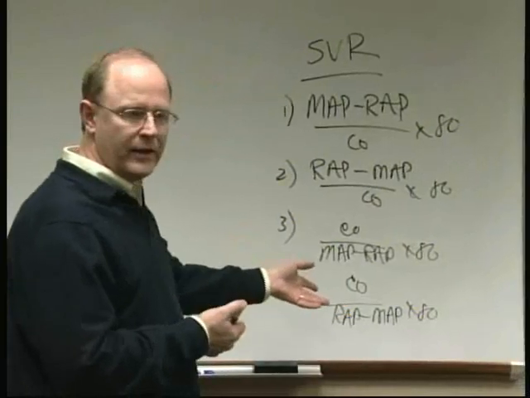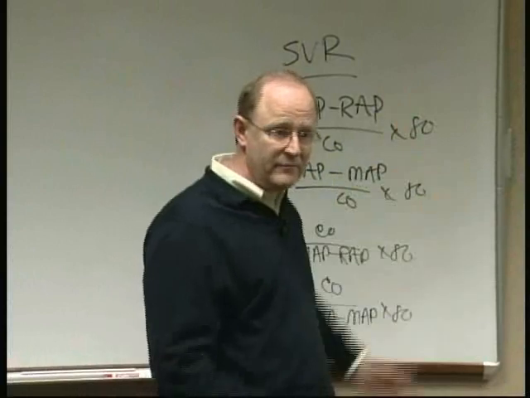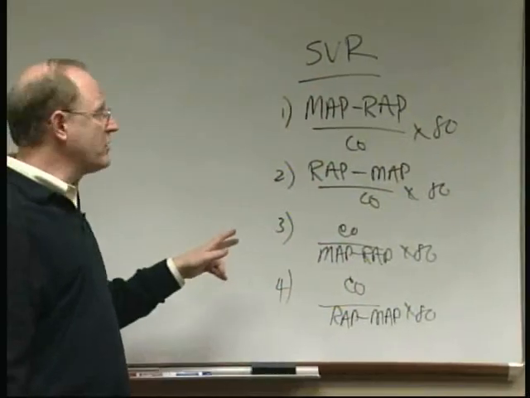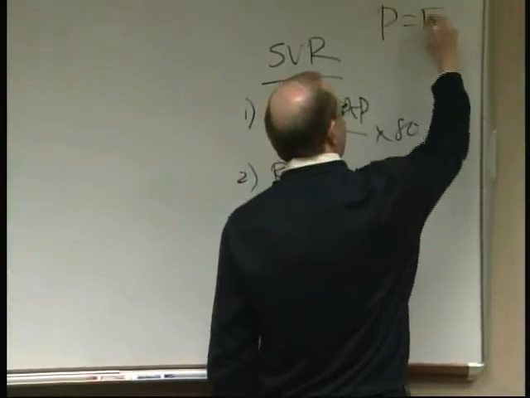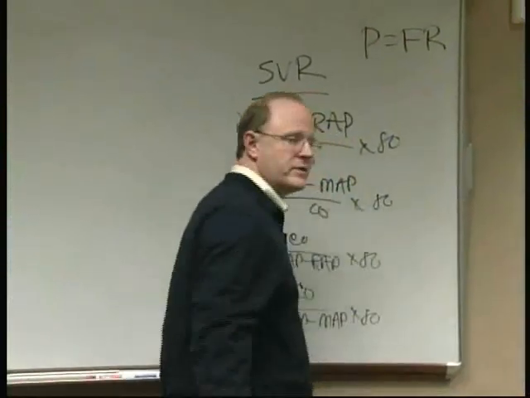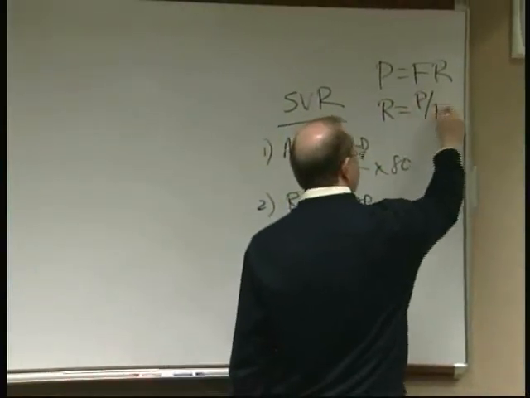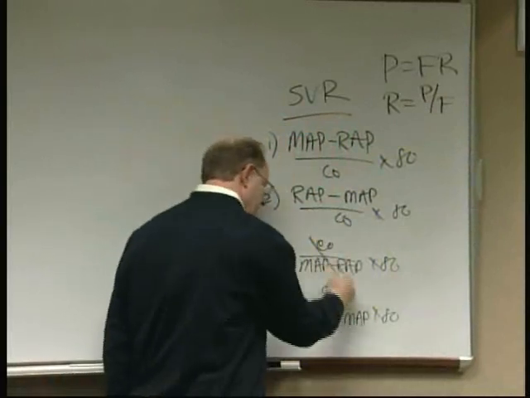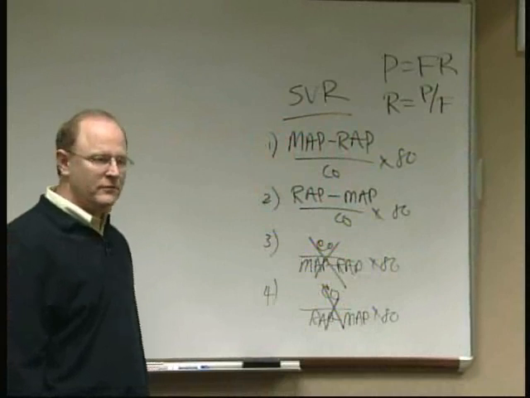How do you solve for that? First of all, 80 is just a conversion factor, so you can ignore that. Okay, that's no difference. Well, don't forget Ohm's law, because what does Ohm's law say? Pressure equals flow times resistance. We want to solve for resistance. Resistance equals pressure over flow. Well, those two are wrong then, aren't they? Those are flows over pressure.